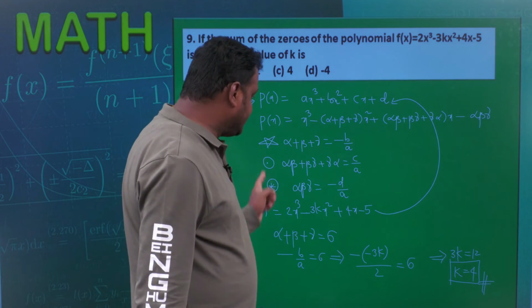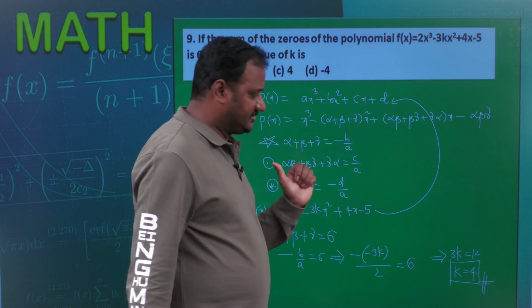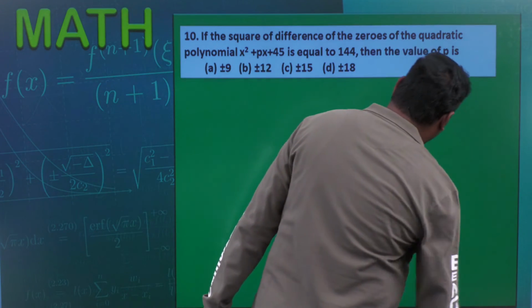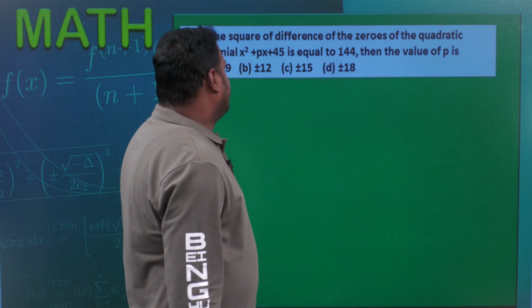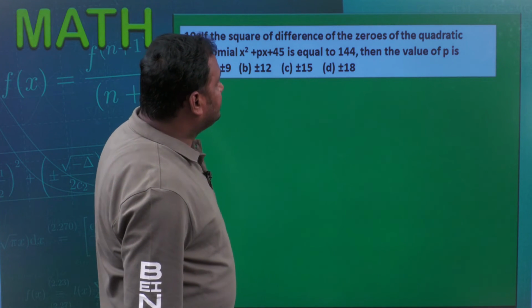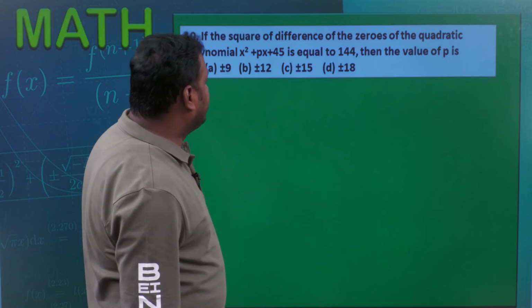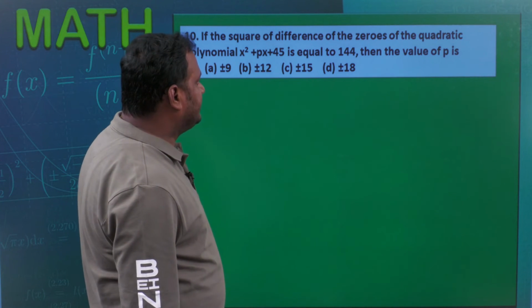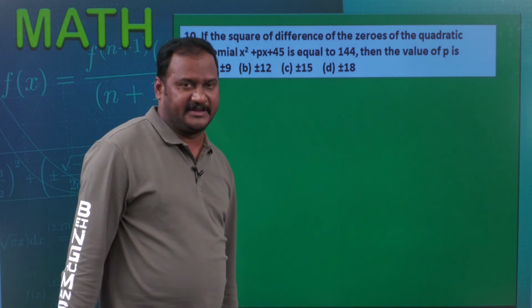But please do remember this information. This is very much useful information, right? So moving on to the next problem. If the square of difference of the zeros of the quadratic polynomial x square plus px plus 45 is 144, then what is the value of p?